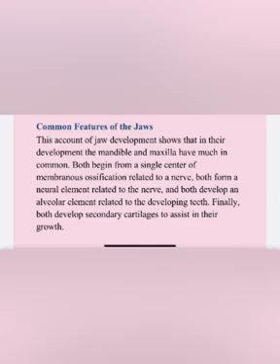Both form a neural element related to the nerve, and then you have the developing bone. It forms a canal to enclose the nerve. Then the bone that develops also develops an alveolar element related to the developing teeth. That occurs for both maxilla and mandible. Then also common to both, you have secondary cartilages that are very important in the growth of the developing bone.